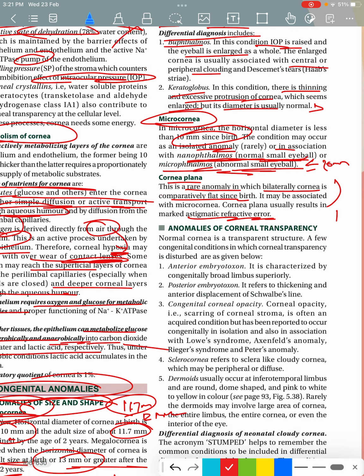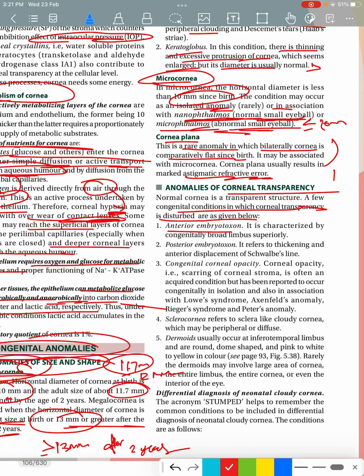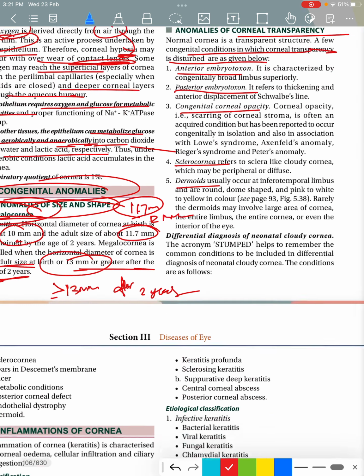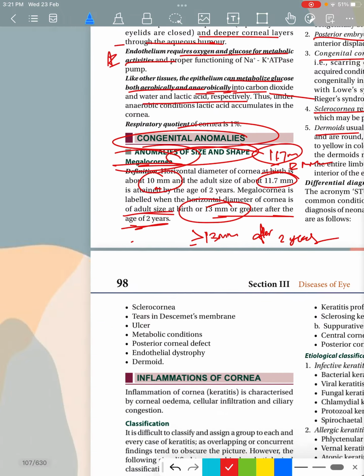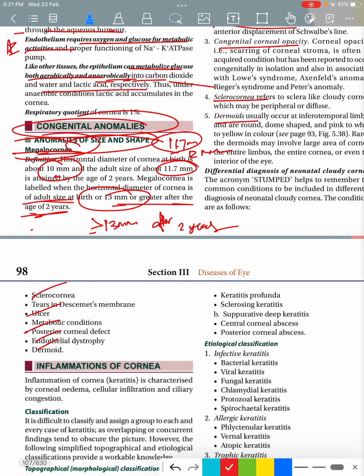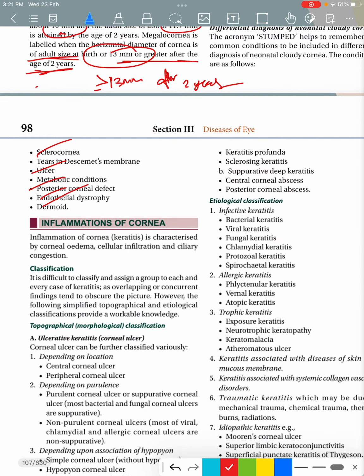Then anomalies of corneal transparency, okay. These are congenital conditions of corneal transparency, like anterior embryotoxon, posterior embryotoxon, congenital corneal opacity, sclerocornea, dermoid, which usually occur at the limbus, okay. Then we won't go through this, and next we go to the inflammations of the cornea.